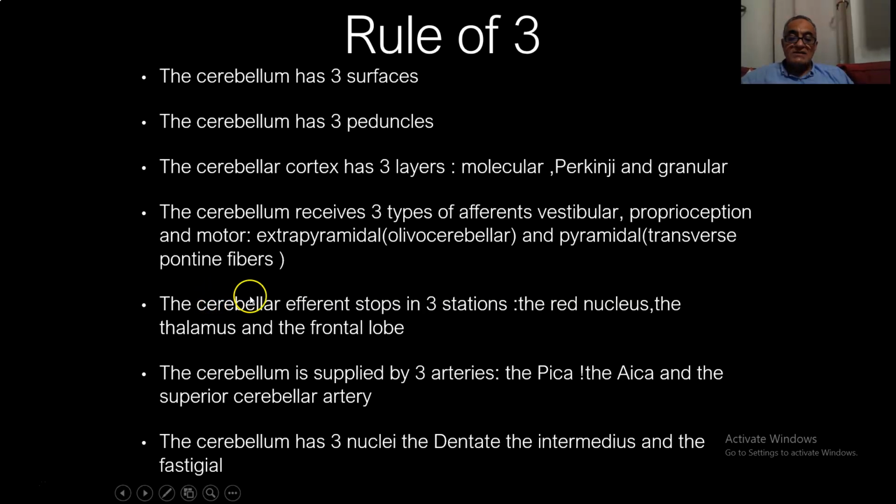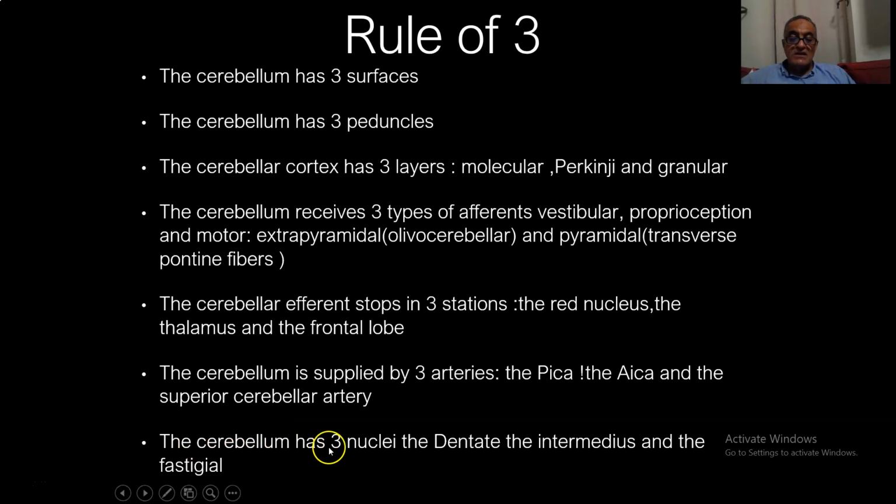The cerebellum has one main efferent, and some other efferents, but there is one main efferent, and this main efferent stops in three stations: the red nucleus, the thalamus, and the frontal lobe. Also, the cerebellum is supplied by three cerebellar arteries: the posterior inferior cerebellar artery, a branch from the vertebral; the anterior inferior cerebellar artery, from the basilar; and the superior cerebellar artery from the basilar.